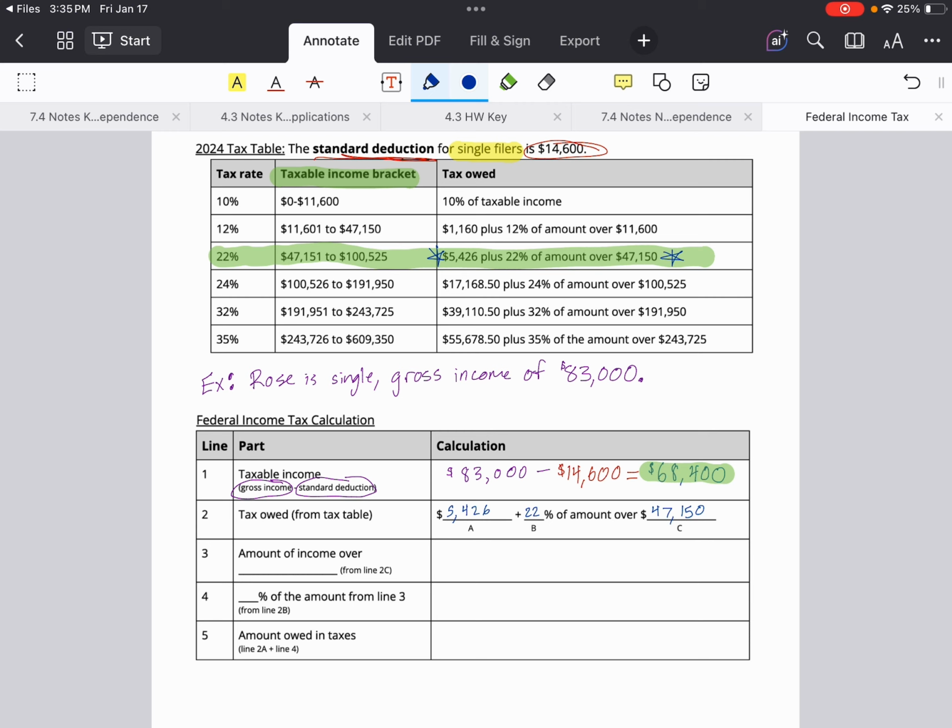So first, once we have that, we need to find the amount of income over what we just stated. So that's going to be the amount of income over $47,150. And to do this, we're going to take our taxable minus this number of whatever you get. So for us, that would be 68,400. And we're going to subtract the number we just filled in on this line, 47,150. We get 21,250.